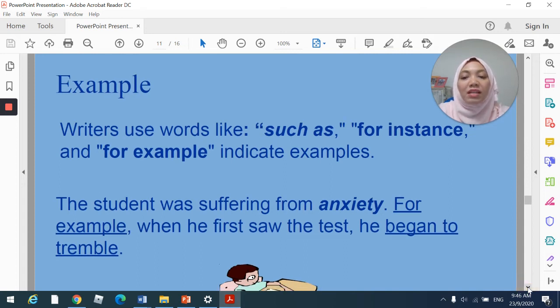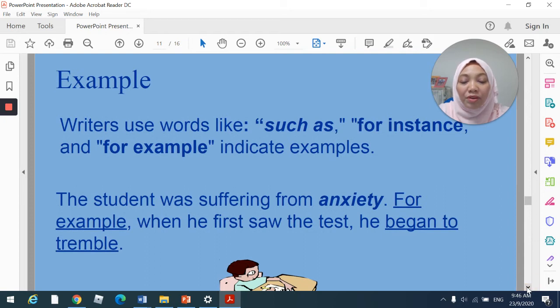The example given here is, the student was suffering from anxiety. Anxiety is not a very frequent word. It's a content word. For example, when he first saw the test, he began to tremble. So you understand the meaning of anxiety through the example given here. What does it mean? When he first saw the test, he began to tremble. Tremble. I mean, you're feeling worried. So that's the meaning of anxiety.